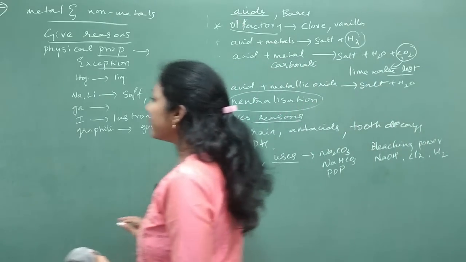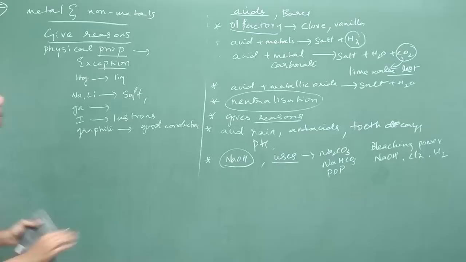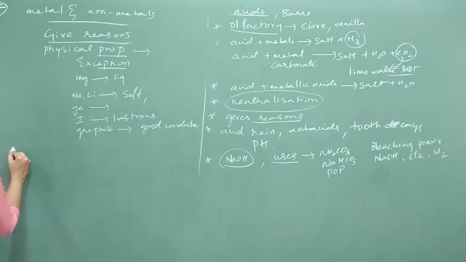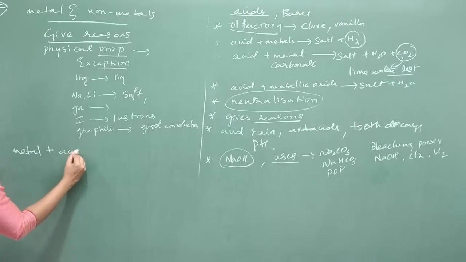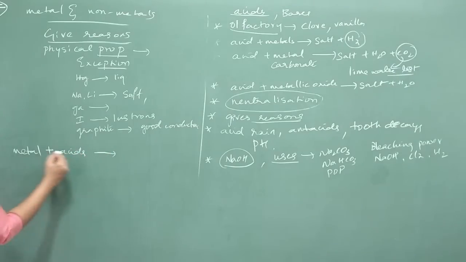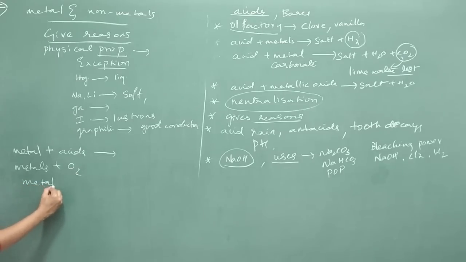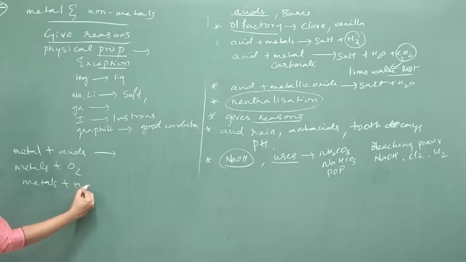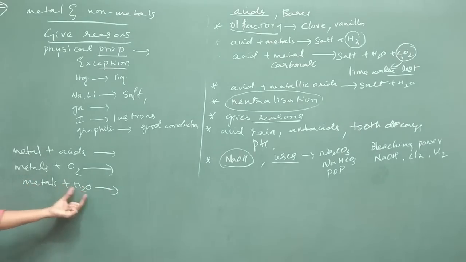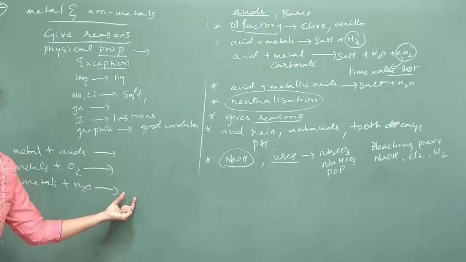And coming to the chemical properties of metals and non-metals, you should again learn some chemical reactions like how metals react with acids. Metals reacting with acids, metals reacting with oxygen, metals reacting with water. Again, if you come to metals reacting with water, sodium and potassium are very violent.